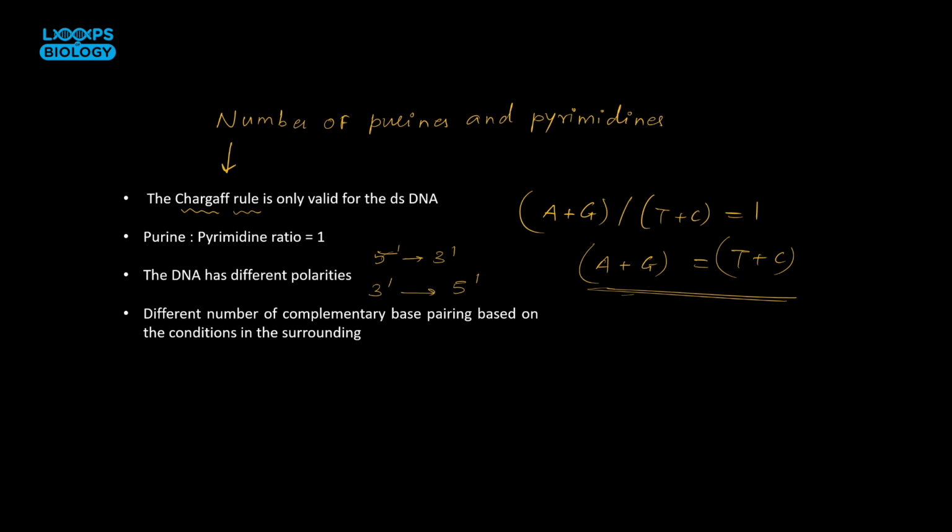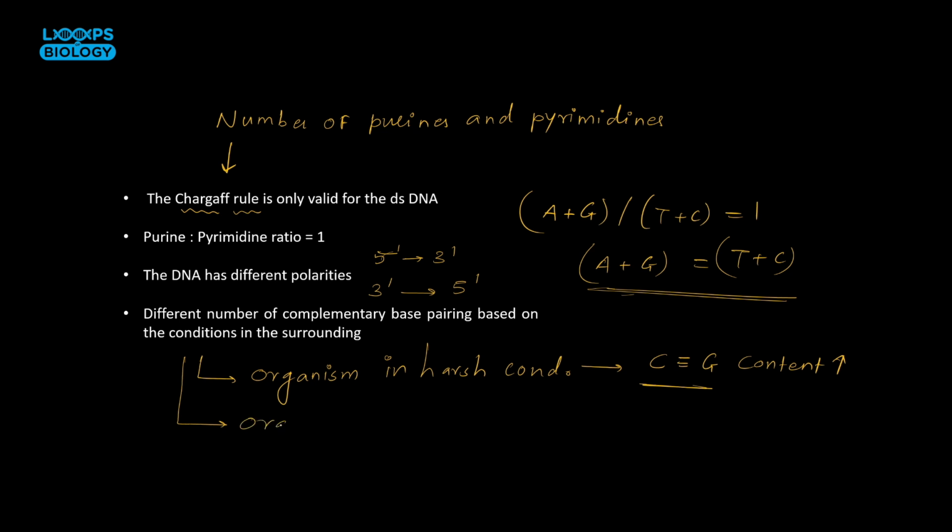Now, what does that mean? If we are putting the organism in harsh condition, then C triple bond G content will increase. As it is more stable, there are 3 hydrogen bonds and it will require a large amount of energy to break that particular bond. So that's why the content will increase, so that the DNA will remain stable.